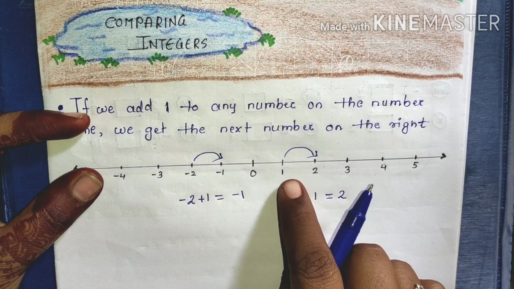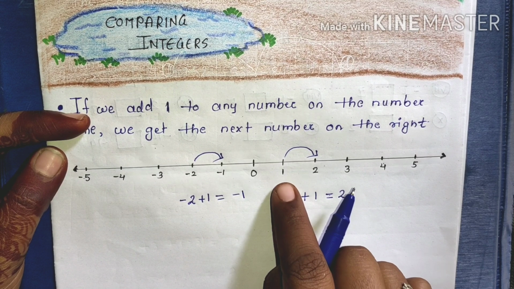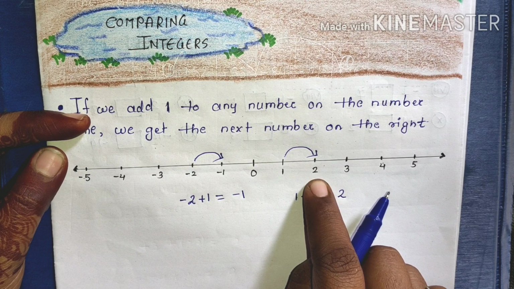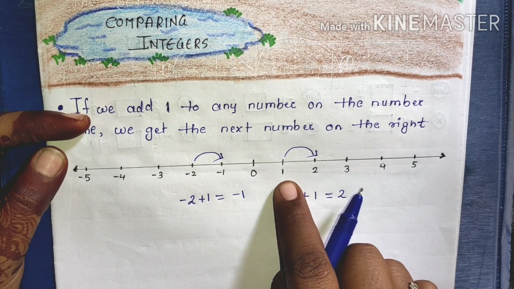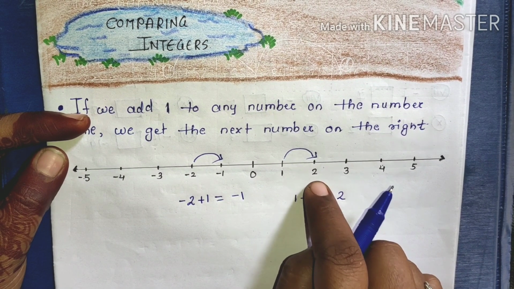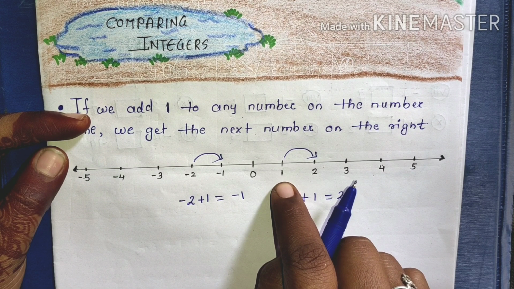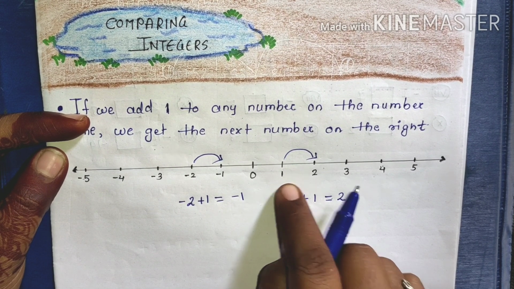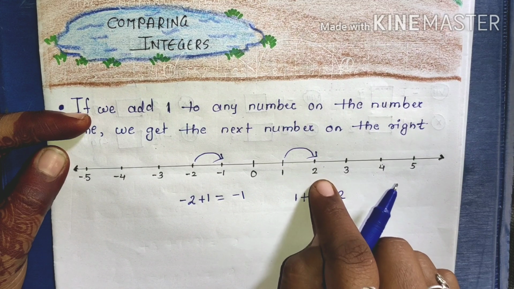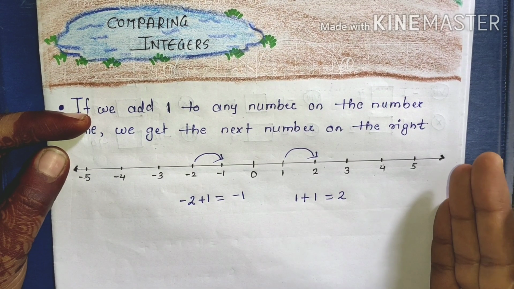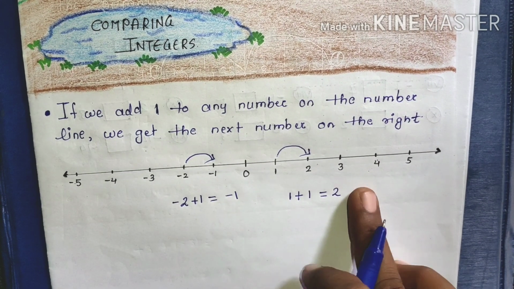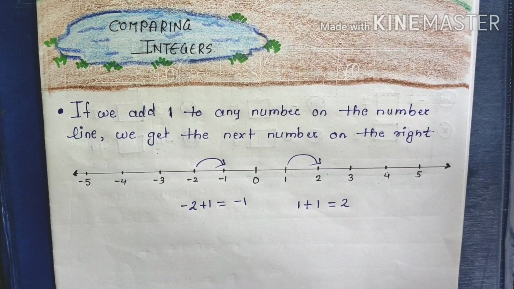Now if you observe very carefully, अगर मैंने 1 में 1 add कर दिया, I'll get the next number on the right side. That number is bigger than this one. मतलब जो right side पे number आ रहा है on the number line is always bigger than the number which is on the left hand side. 2 is bigger than 1, 3 is bigger than 2, also 1, 4 is bigger than 3, also bigger than 2, also bigger than 1. That means the number on the right hand side is always greater than the number on the left hand side on the number line.